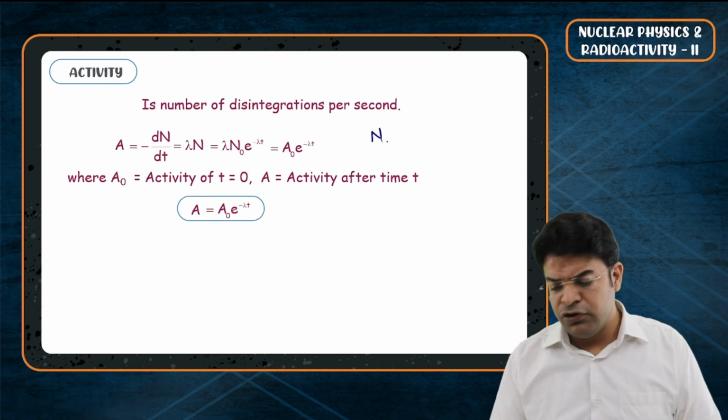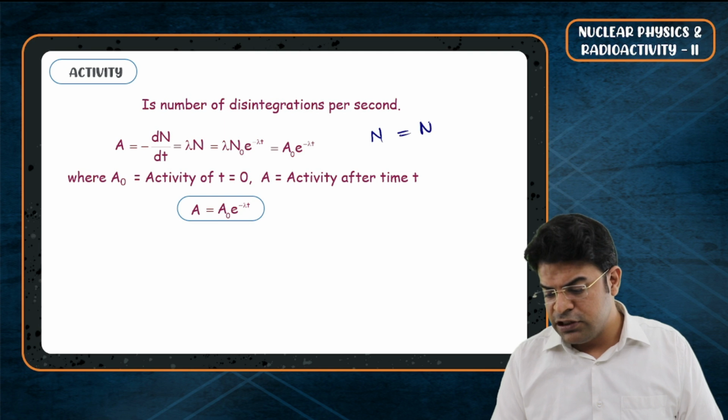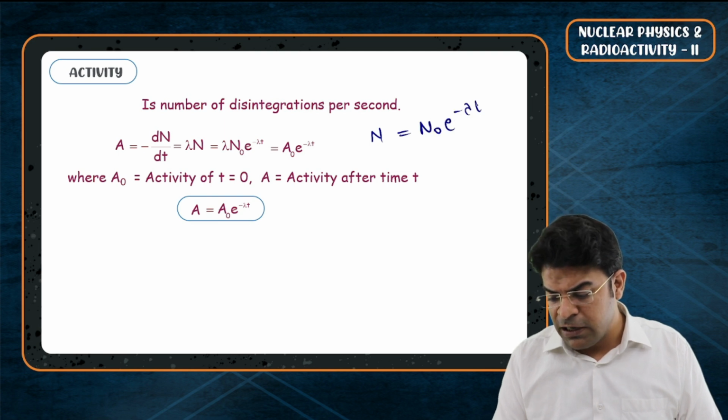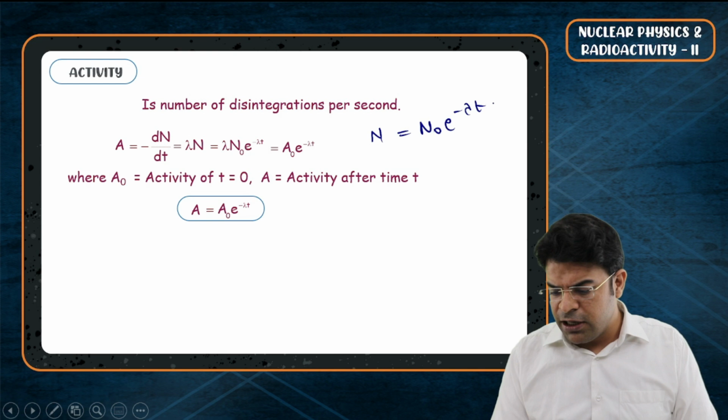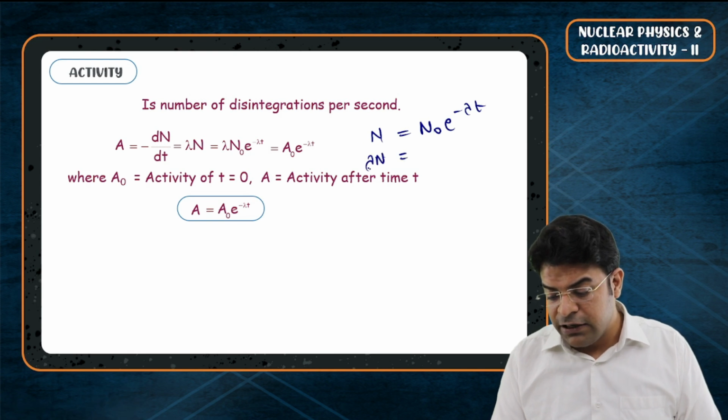The number of active nuclei at any time t equals the initial number of active nuclei into e raised to power of minus lambda t. Multiply both sides with lambda, so you get lambda N, the activity at any time t, equals lambda n naught, the initial activity, into e raised to power of minus lambda t.